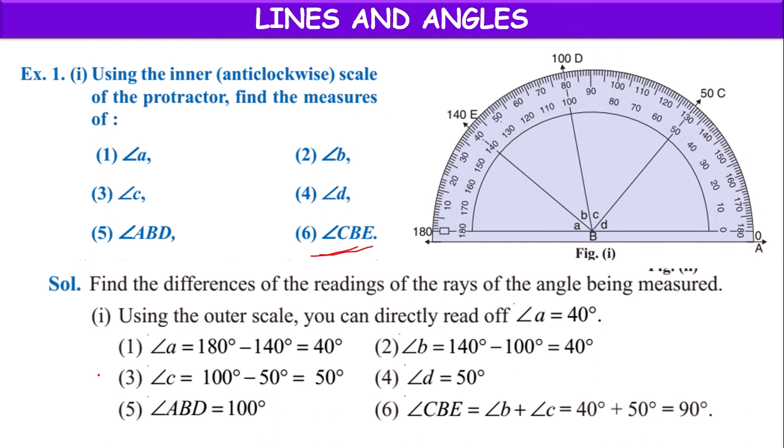In the same way, CBE. This is C, this is B, this is E. This total angle is angle B plus angle C. B value is 40, C value is 50, 40 plus 50 is 90 degrees. Like this, with the help of protractor, we can find the angles. Here they have given the solution also, children. You can make use of this solution part.